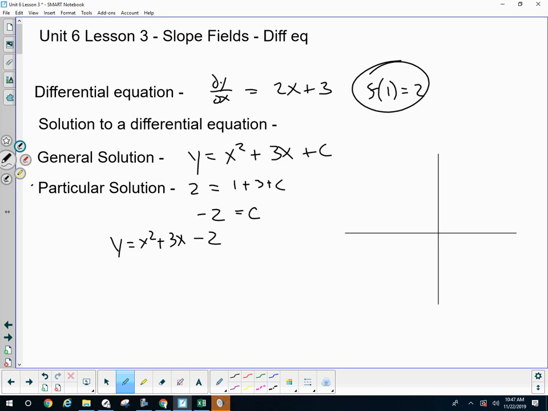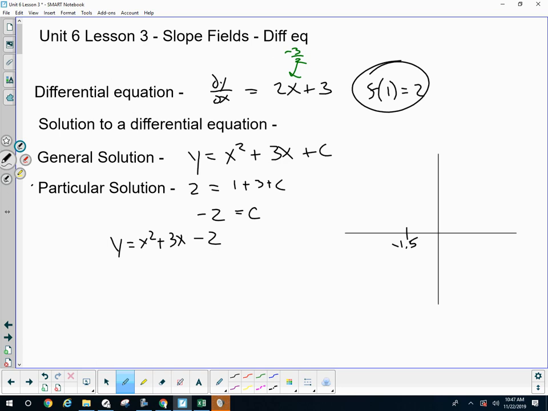Mr. Dorsey, do you know why? That's when the derivative is 0, right? Vertex is when the derivative is 0. If I plug in negative 3/2, I'll have a slope of 0. So let's focus our attention around negative 1.5.